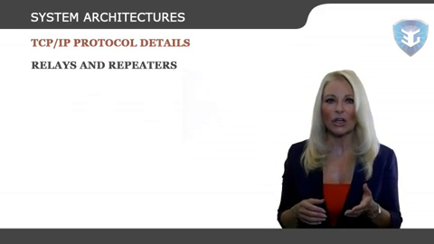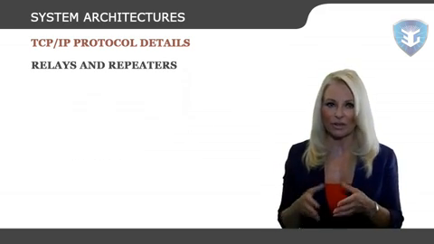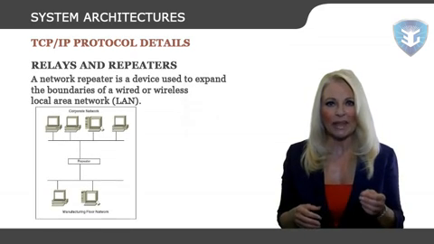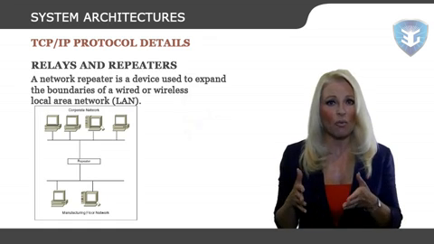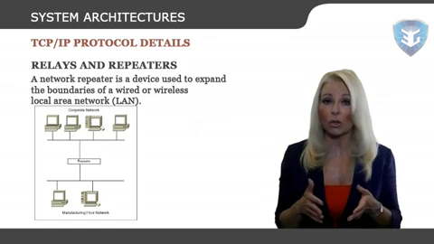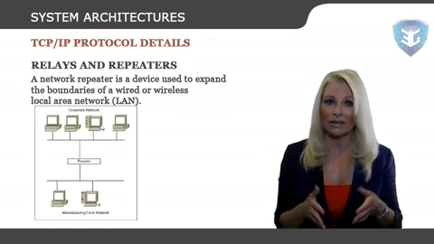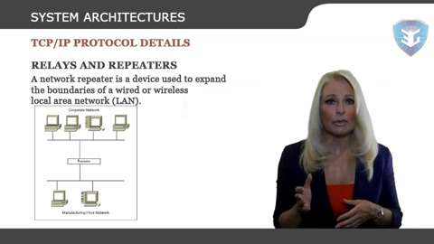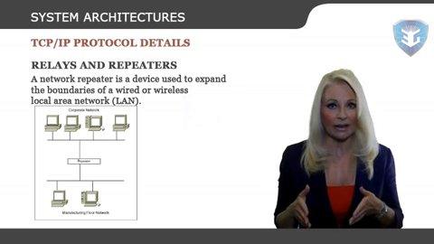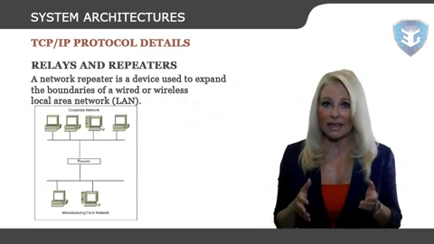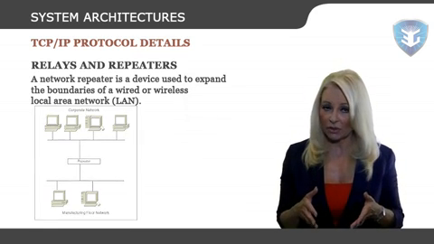Let's now take a look at relays and repeaters. A network repeater is a device used to expand the boundaries of a wired or wireless local area network, LAN. Repeaters are simple devices that work at the physical layer of the OSI. They regenerate signals. Active hubs do that too.